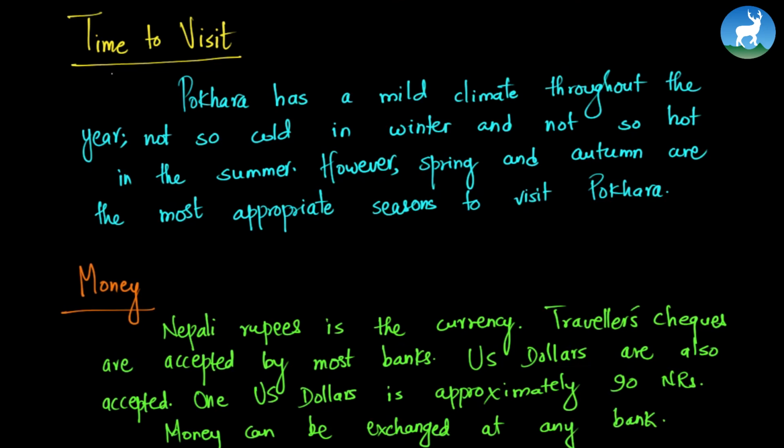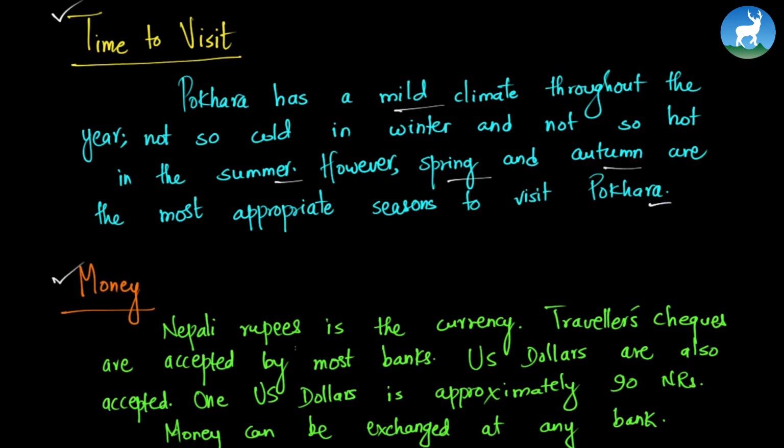The leaflet continues. We have something called time to visit. Pokhara has a mild climate throughout the year. Not so cold in winter and not so hot in summer. That means mild. However, spring and autumn are the most appropriate seasons to visit Pokhara.